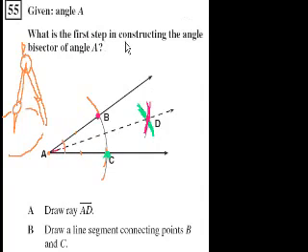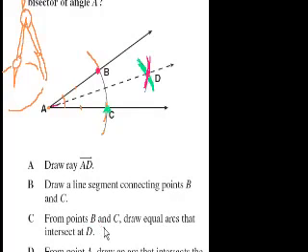So let's see. They say, what is the first step in constructing the angle bisector of angle A? So they say, draw AD, ray AD. Well, no, that seems like that would be the last step. Then you're done, right? Draw AD. That is the angle bisector. Draw a line segment connecting points B and C. A line segment. No, that's useless. You don't need a line segment. Even what they have drawn, that's an arc. It's not a line. From points B and C, draw equal arcs that intersect at D. That was the second step. I mean, you have to have points B and C before you can draw those equal arcs.